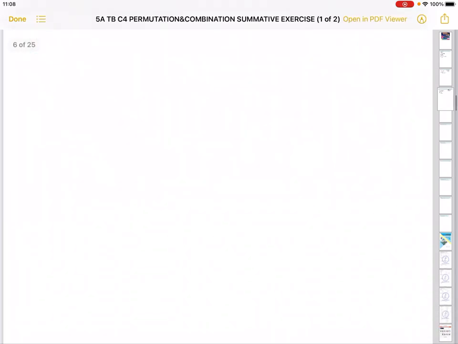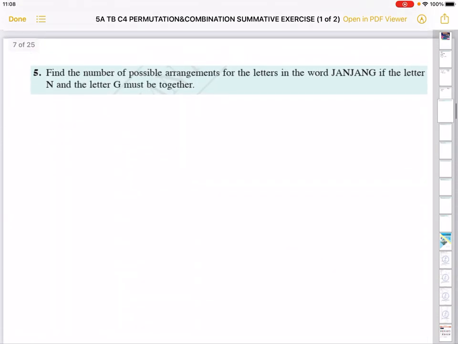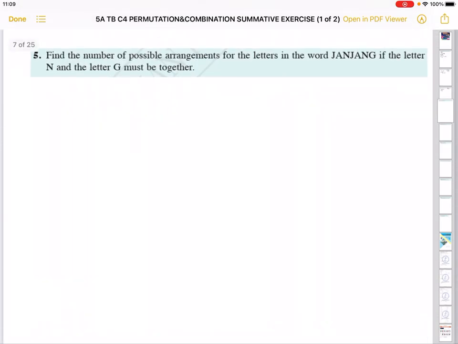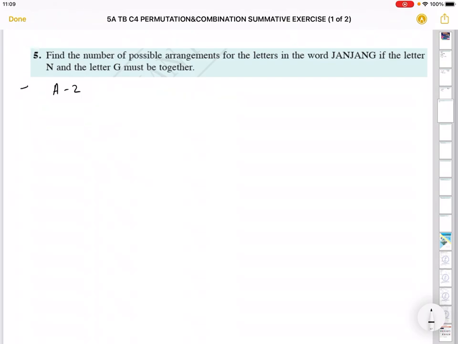Okay, question number 5. Let's talk about possible arrangement of the letters in the word JANJANG if the letters N and G must be together. Okay, this is very interesting because we have repeating letters now. We have 2 letter A, you have 2 letter J, right? And you have 2 letter N and only 1 letter G. So remember, when you have repeating letters, you got to take note that we have to divide by, in this case, 2 factorial to cancel out the arrangement.